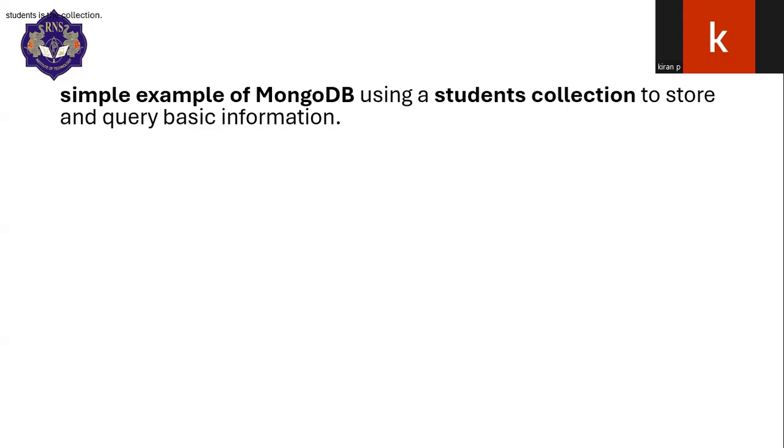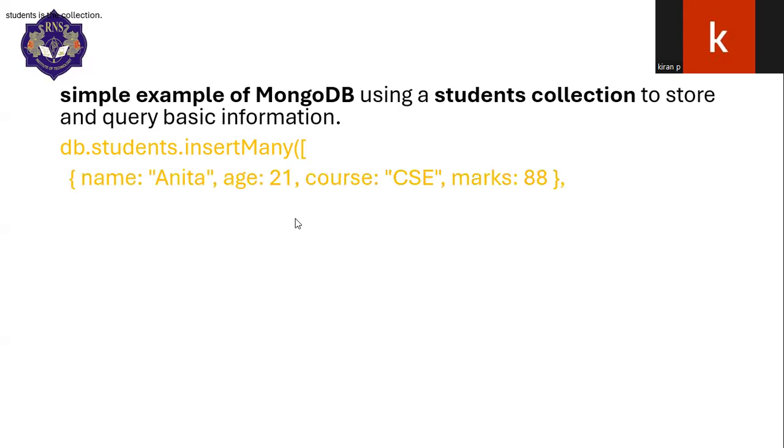So let us take a simple example with the creation of a student collection. If you understand the meaning of a collection, a collection is nothing but a table, so you can assume it as a table. I'm just creating one single table. This is how I can create: db.students.insertMany. So I'm inserting many of them. You can insert individually also. You can just observe over here.